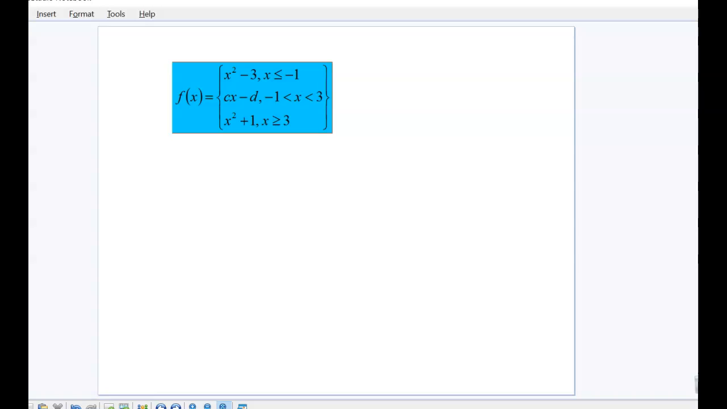Okay, let's try another more challenging example, very similar. In this particular question, we are asked to find the variables c and d. Notice the first two functions change at the x value of -1, and the next two functions change at the x value of 3. So we're going to do the exact same thing we did in the previous example, except we have to do it twice.